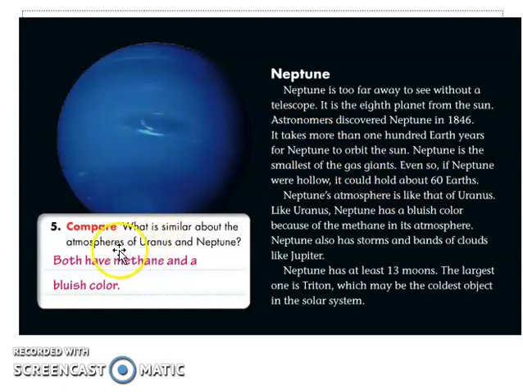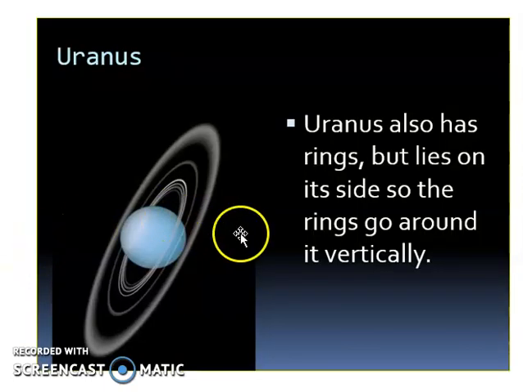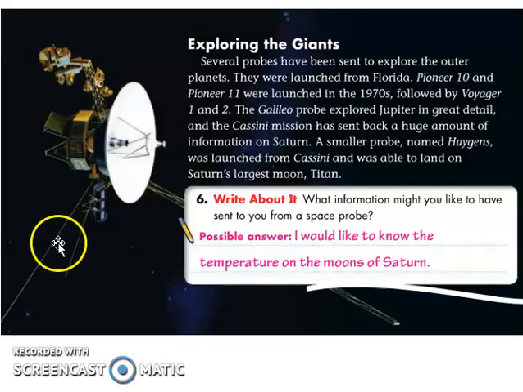Okay? Let's compare. What is similar about the atmosphere of Uranus and Neptune? They both have a bluish color. At the same time, they both have the same gas, which is methane. Another information about Uranus is Uranus also has a ring, but it lies sideways. Okay, now let's go here.